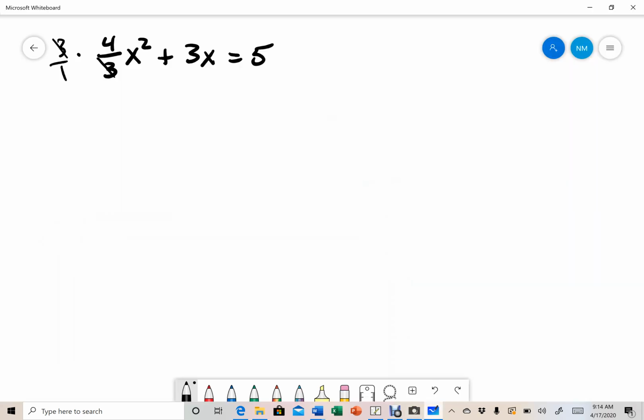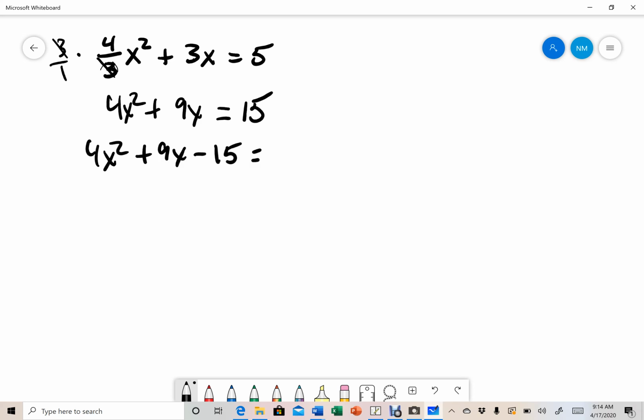So we multiply by 3, and what they had done in the book is they multiplied 3 times 3 and called it 12, but it's not 12, it's 9. So it would be 4x squared plus 3 times 3, which is 9x, minus 3 times 5, which is 15. You're basically multiplying by 3 to get rid of your denominator, and then you multiply each term by 3. Once I get it here, I would put it in standard form, which would be 4x squared plus 9x minus 15 equals 0.